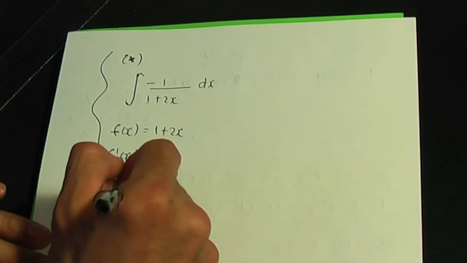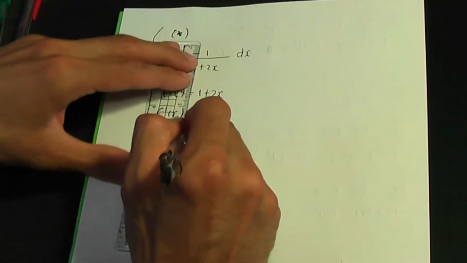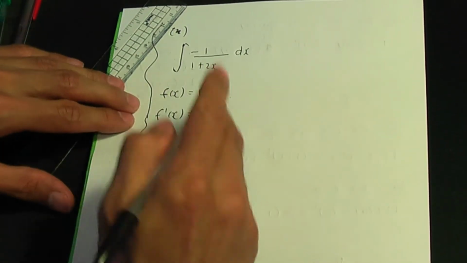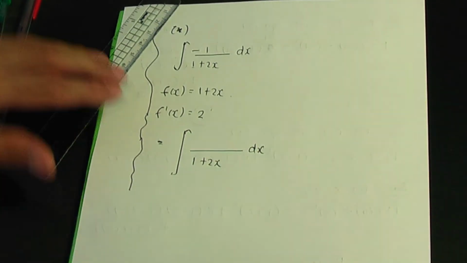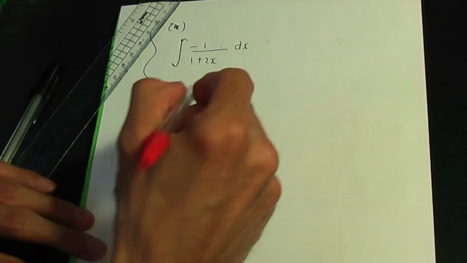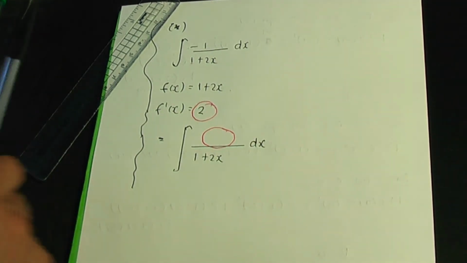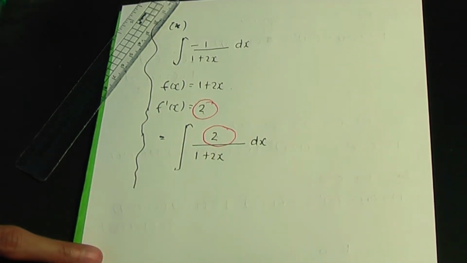But let's continue the method. We need to rewrite this integral. So the denominator term, keep it as it is, 1 plus 2x. And f primed x is 2, so copy out the f primed x over here. So red with red.